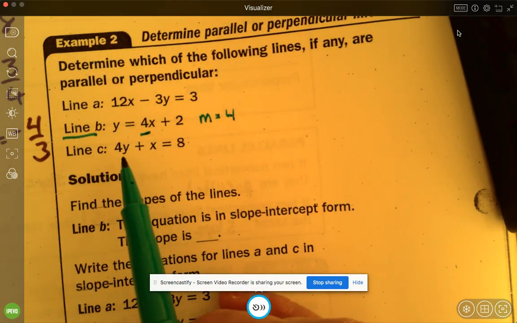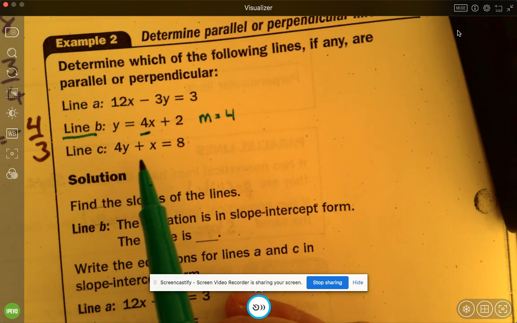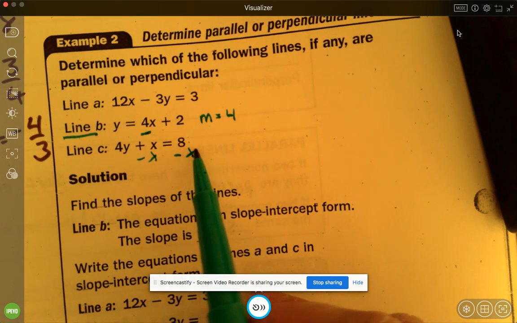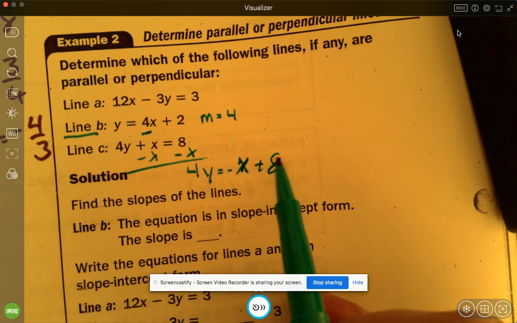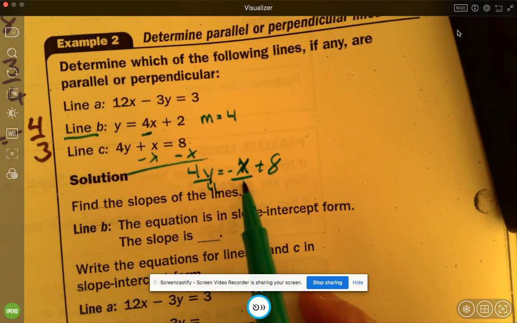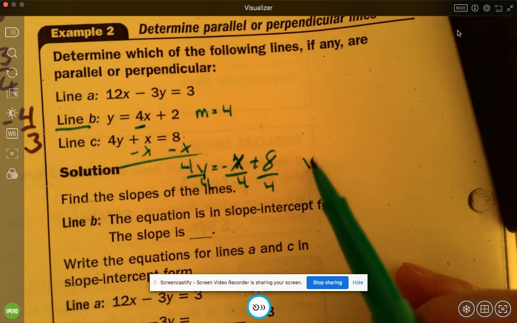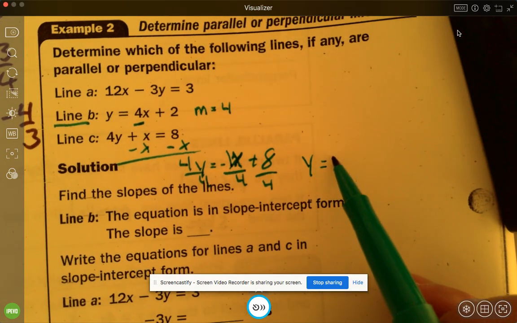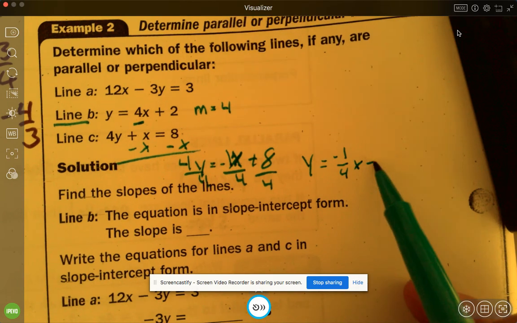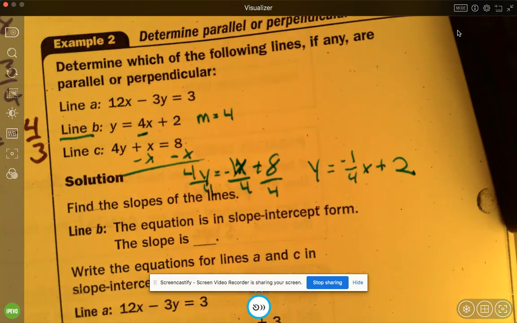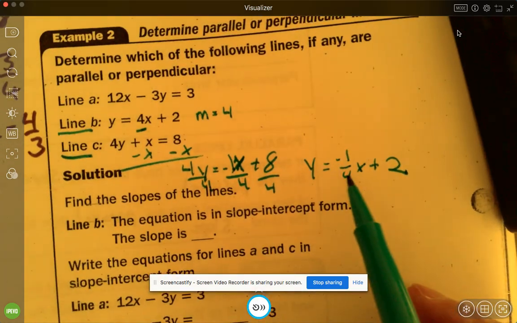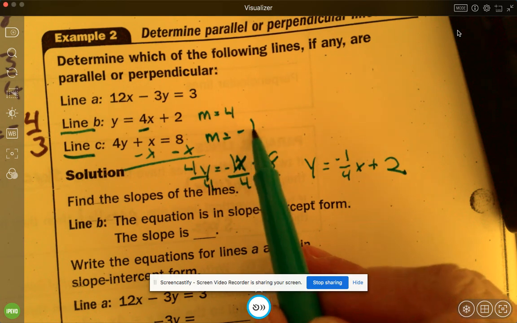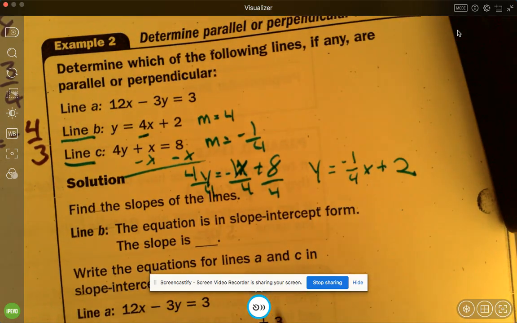Okay, let's try to figure out the slope for line C. So I've got to solve for y, so I'll subtract x here. 4y equals negative x plus 8, and I divide everything by 4, and I'm left with y equals, there's an assumed 1 there, negative 1/4 x plus 2. So now you can see the slope for line C, m, is negative 1/4. So that should definitely make you be thinking if these two are parallel or perpendicular.